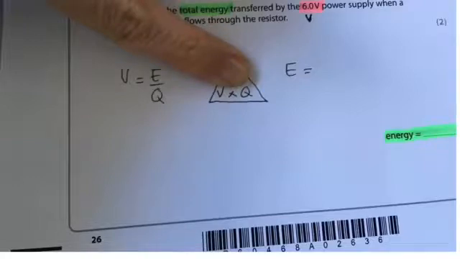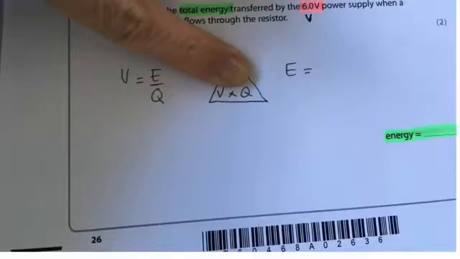So here we're going to need to draw our triangle with E in the top first position, the top of the triangle. Therefore, when we cover over V, we're being shown to do energy divided by charge. Now we can cover over the E to see the rearrangement that we need to work out energy is voltage times charge.